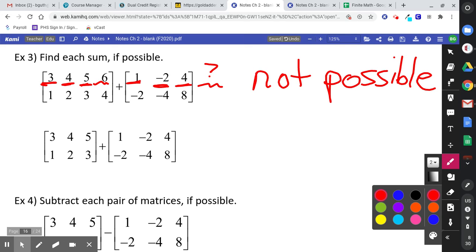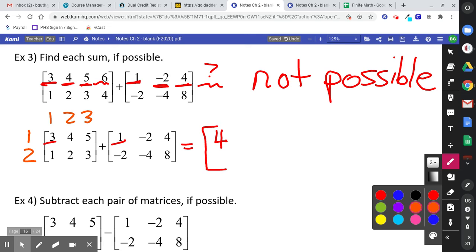The next example is possible, and all you have to do is add the corresponding parts. So 3 plus 1 is 4. That's the first element, okay? Now, how you can name that, if you look at the rows and say, well, I know there are 2 rows and 1, 2, 3 columns, all right? You would call that number 4 the 1, 1 element. Think about your first row and your first column. Your 1, 1 element is 4, all right?